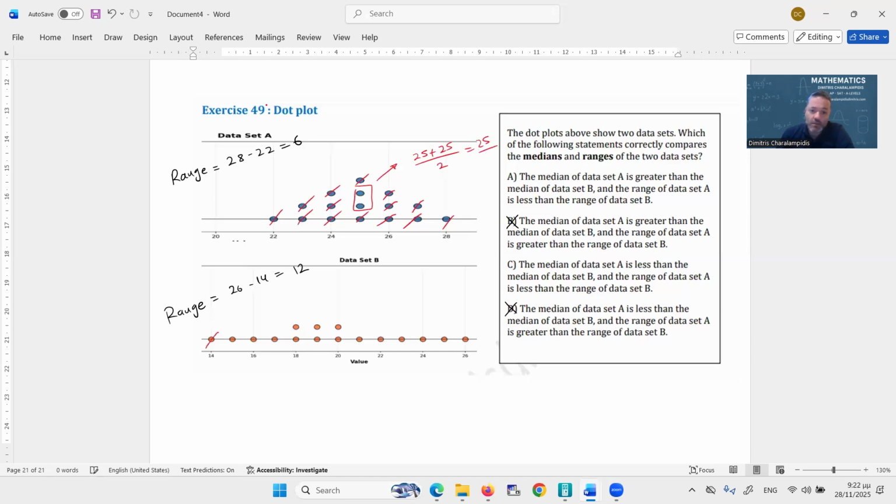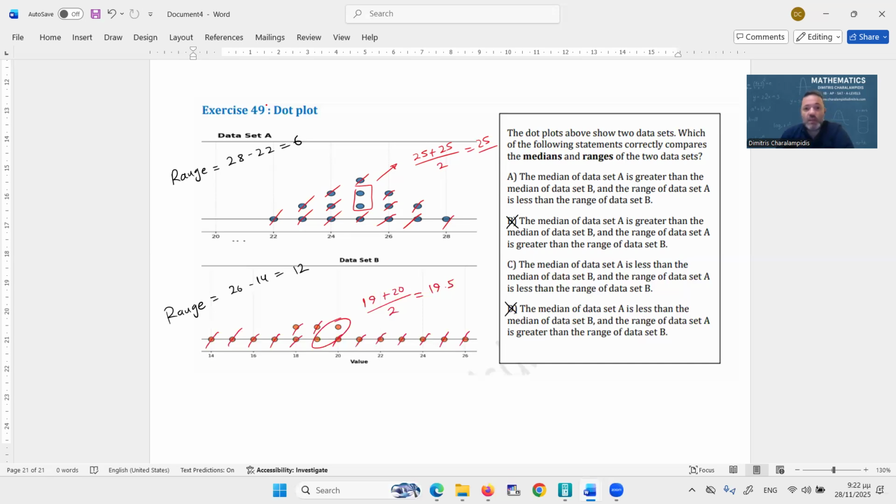Taking out the smallest and the biggest repeatedly, we are left with two values, one of which is 19 and the other is 20. So their average, which is 19.5, would be the set's median.